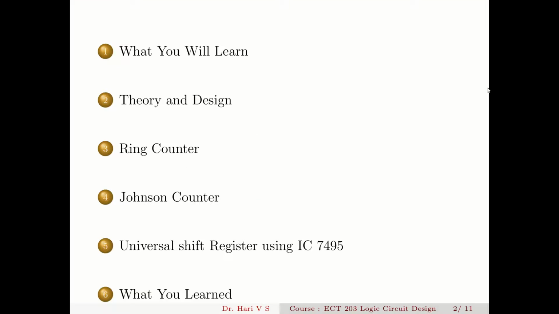So the session is organized as: learning outcomes, then theory and design of shift registers, then a shift register configured as a ring counter, and a shift register configured as a twisted ring counter or a Johnson counter. Then we will see the demonstrations in QUCS, and then we will see a universal shift register in QUCS, and then we will understand an IC 7495, that's a universal shift register, then the summary of understanding.